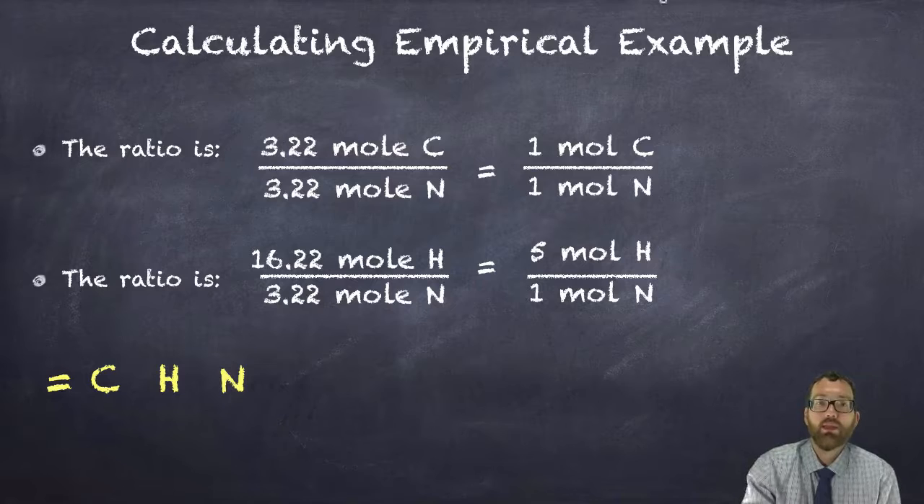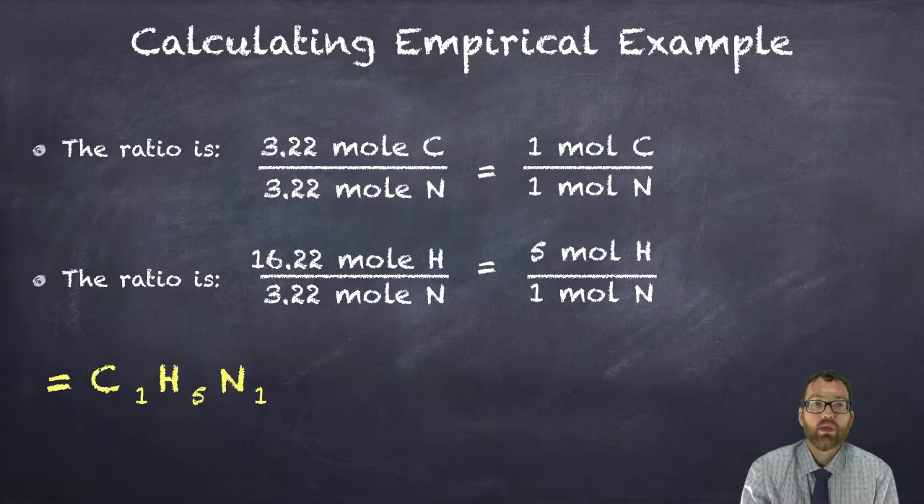So I'm just going to apply these numbers here into my formula. I have 1 mole of carbon, so that will go here. I have 5 moles of hydrogen, so that will go there. And I have 1 mole of nitrogen, so that will go there. So here's my empirical formula, CH5N.